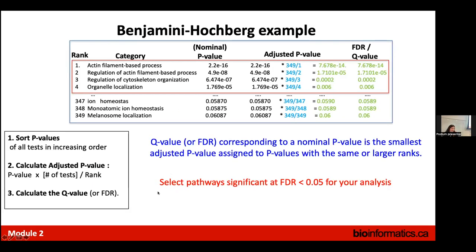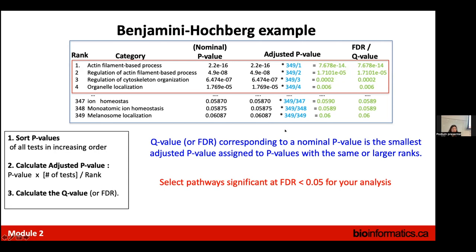So we go back to our example with the cluster B cells. We had 349 tests, pathways. I showed you the top four, and I showed you the bottom two that were not significant. So the first step when you calculate the FDR is to rank all the pathways using the nominal p-value, with the small p-value at the top and the large, non-significant p-value at the bottom. And then we start to calculate our adjusted p-value.